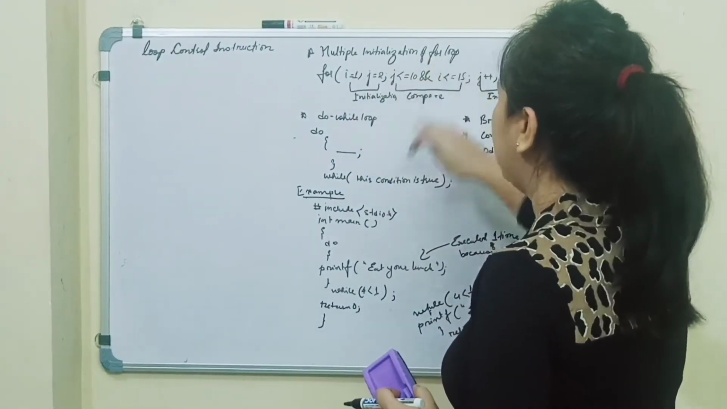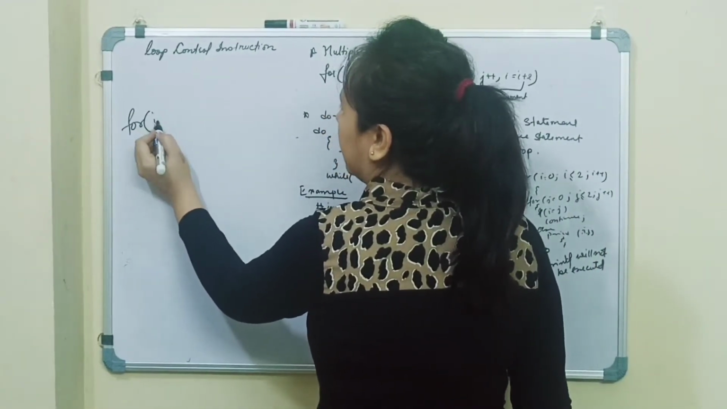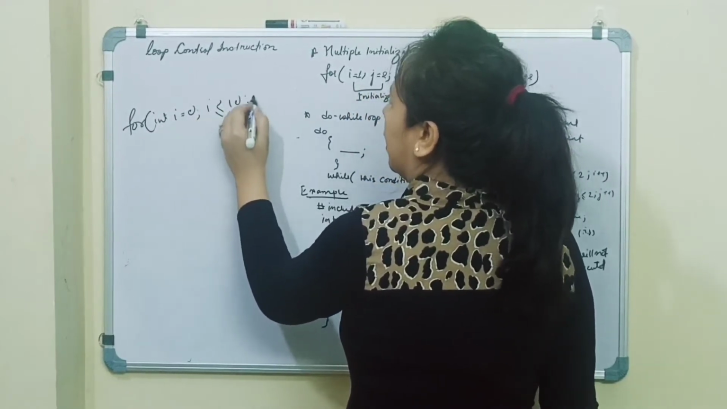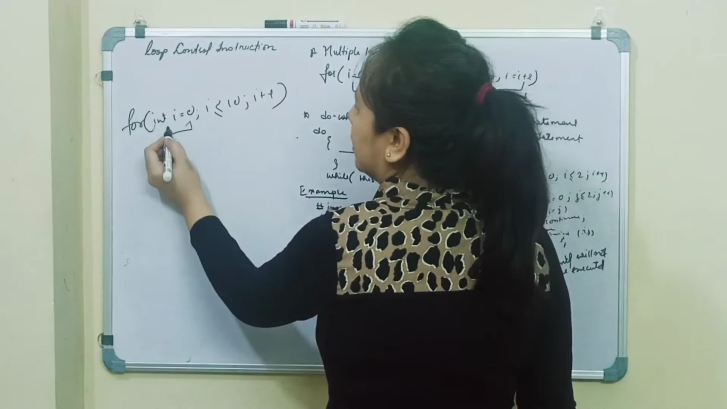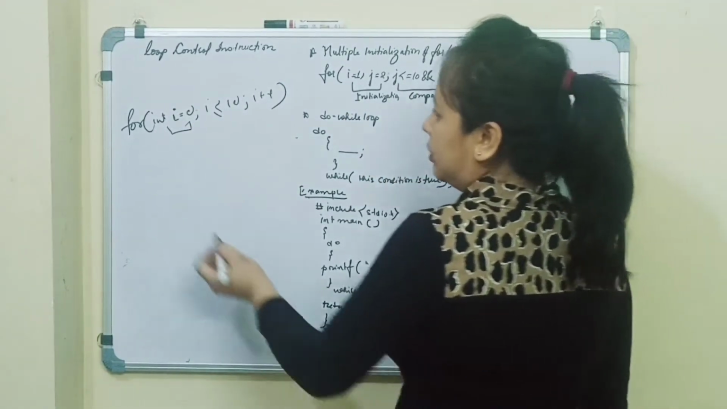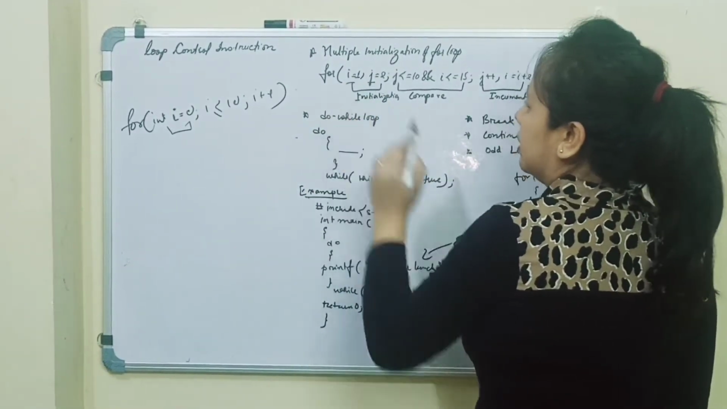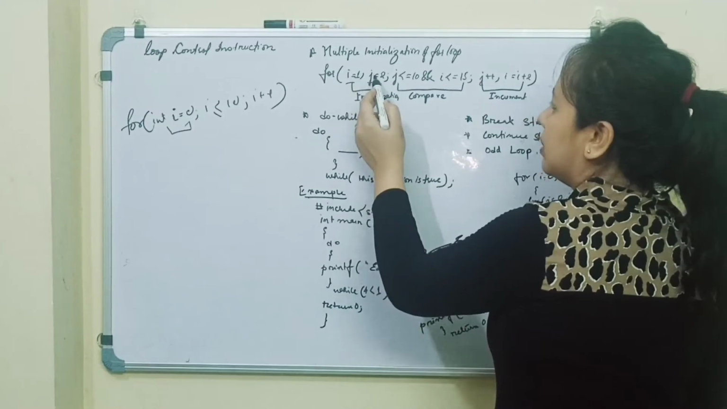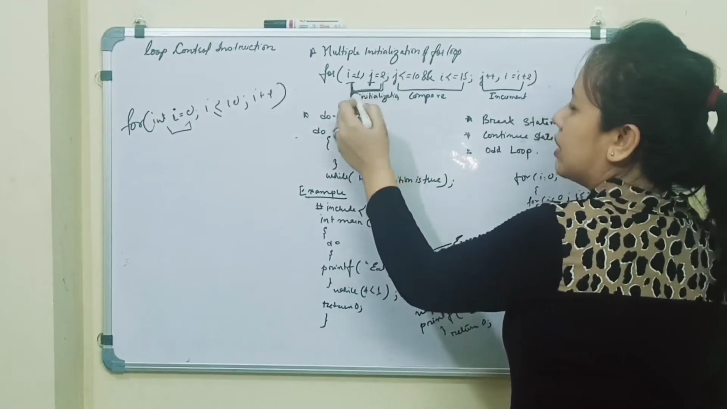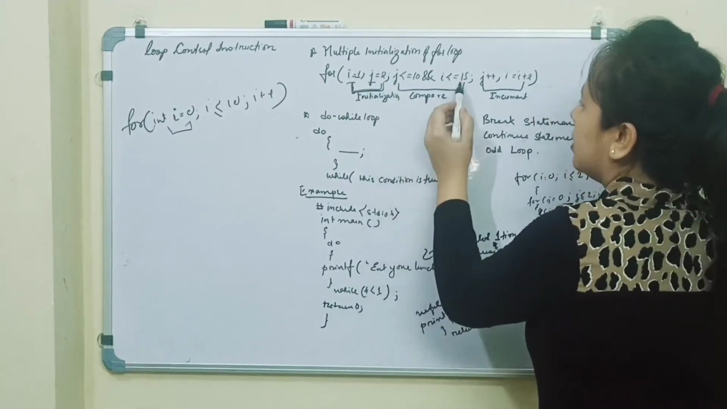Now we will see multiple initialization in a for loop. Previously we have seen for int i equal to 0, i less than or equal to 10, i plus plus. So there is initialization of one variable inside the for loop. But we can initialize multiple variables, like i equal to 1, j equal to 2. This is the initialization part. So we can initialize two variables also.